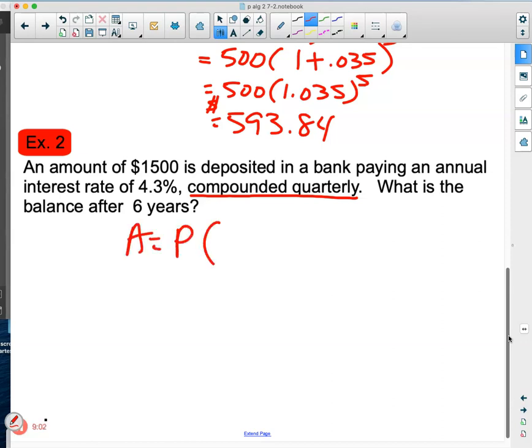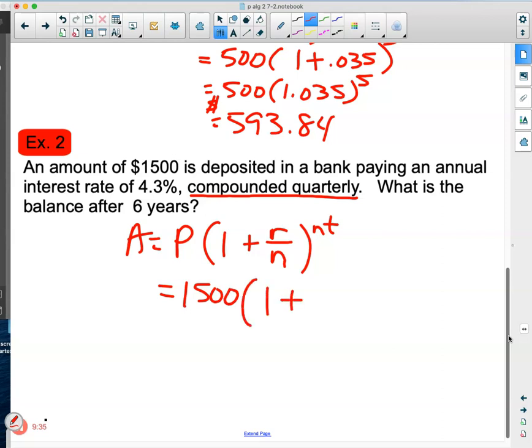P times 1 plus r over n to the nt. And every time we do these, you're going to see me write the formulas down. Because once you have the right formula, then just let the formula tell you what it needs. I mean, remember what the letters say. What's the balance after 6 years? So we're trying to find the big capital A. Did they tell us how much money they put in the bank? $1,500.